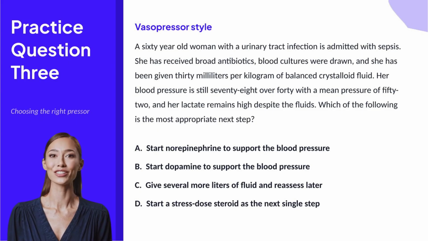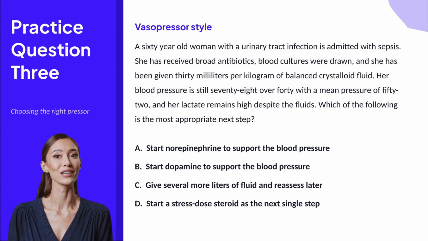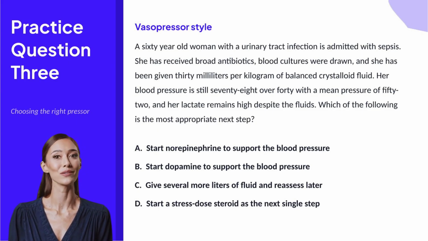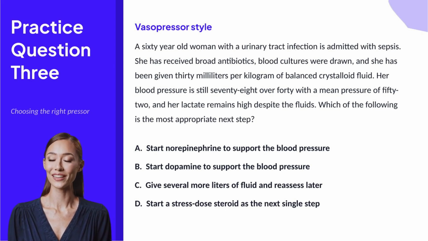The question asks for the most appropriate next step. The choices are: start norepinephrine to support the blood pressure, start dopamine to support the blood pressure, give several more liters of fluid and reassess later, or start a stress dose steroid as the next single step. Here is your cue. She has had adequate fluids and is still hypotensive, which is the very definition of septic shock. Predict which blood pressure medication comes first, and we will walk through it on the next slide.